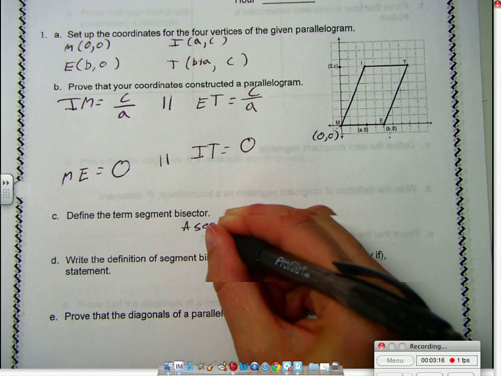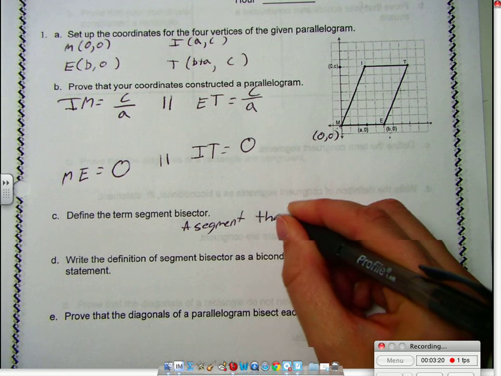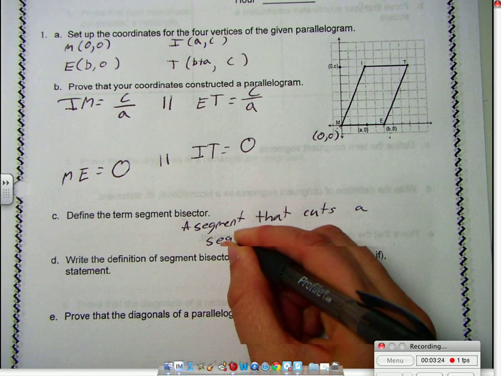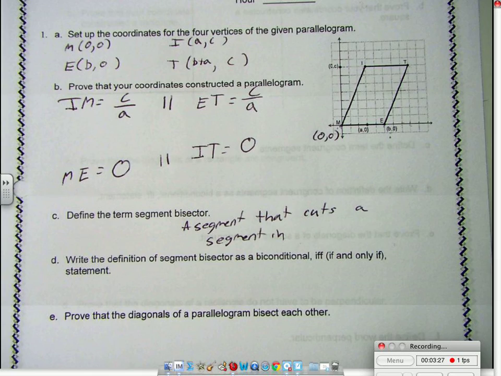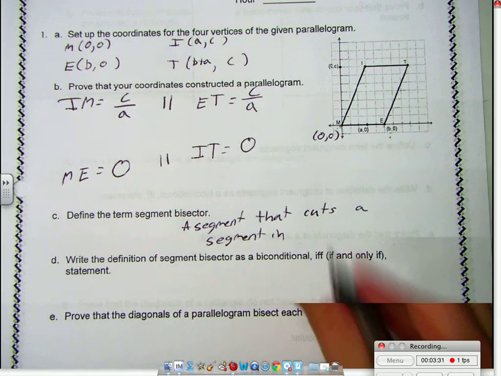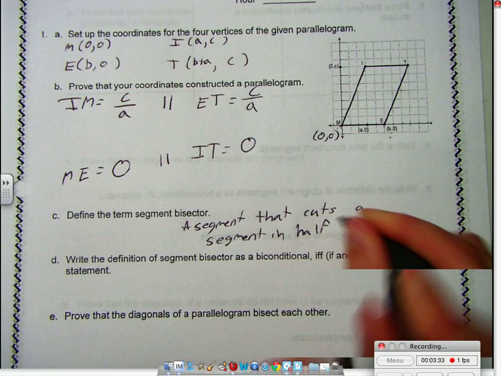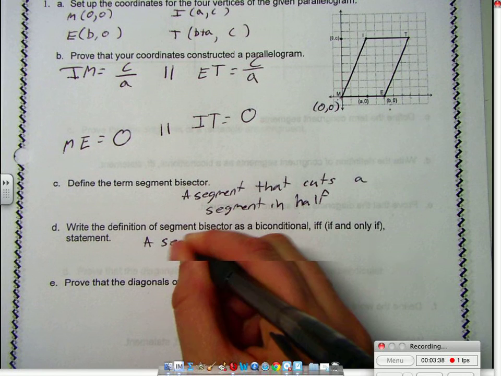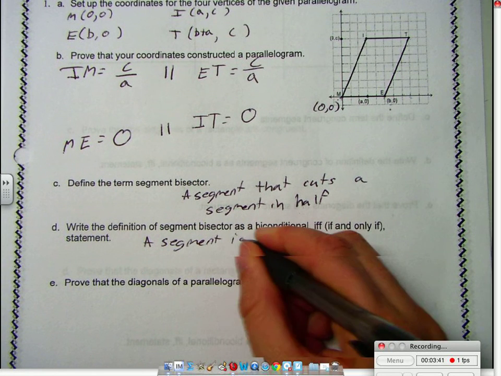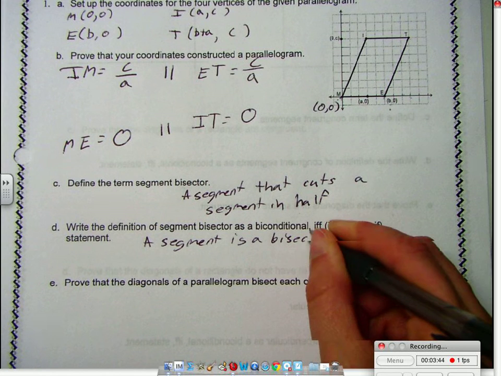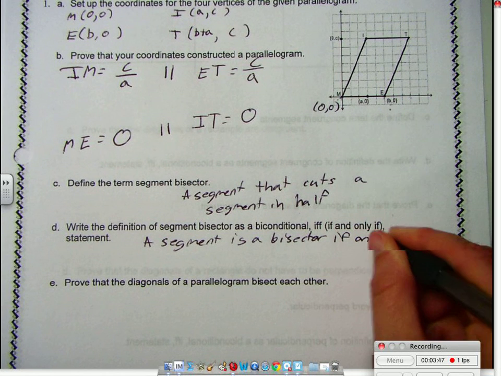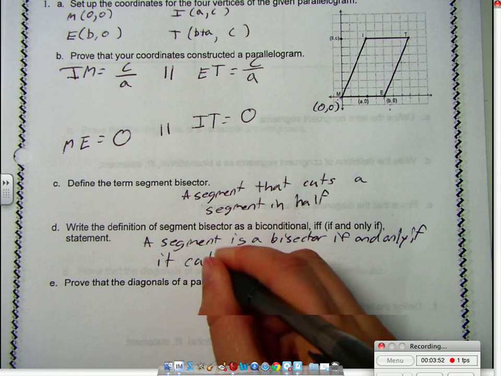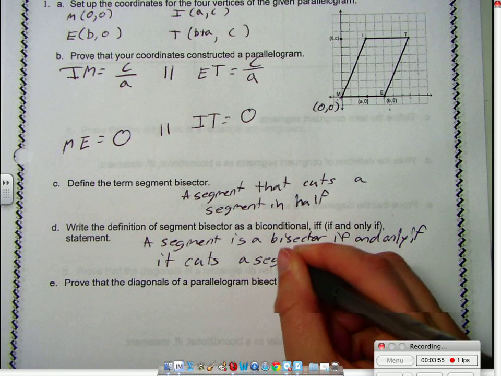Define the term segment bisector. A segment that cuts a segment in... what does a segment bisector cut a segment in? Half. Okay, so we're going to make an if and only if statement on this. A segment is a bisector if and only if it cuts a segment in half.